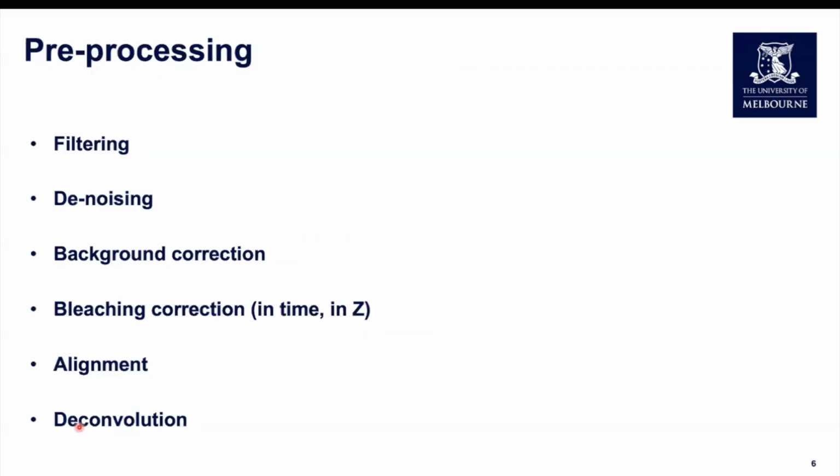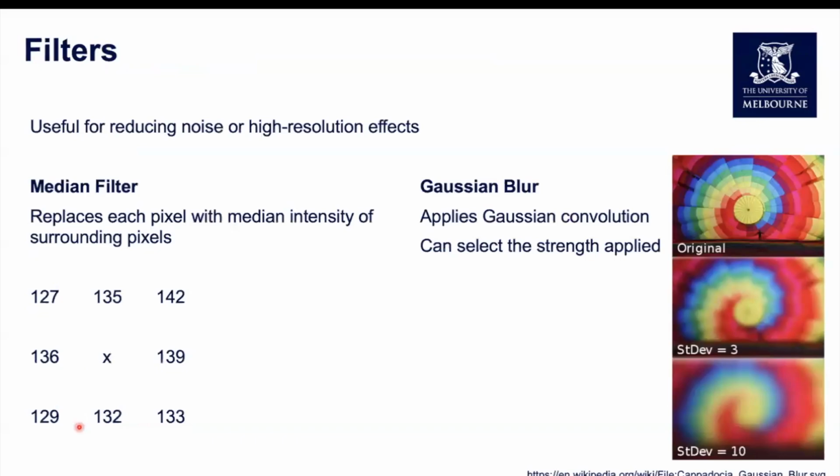Now, these are some examples of pre-processing that you may want to perform on your microscope images. Again, it depends on how the data has been acquired. The first one is filtering. These are very useful for reducing the effect of noise, or even high resolution effects within images if your data has been taken with too high a resolution.